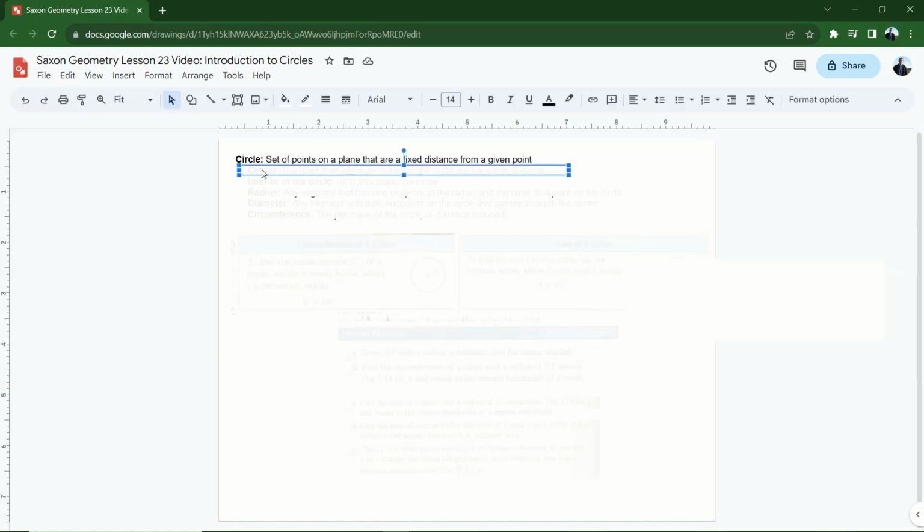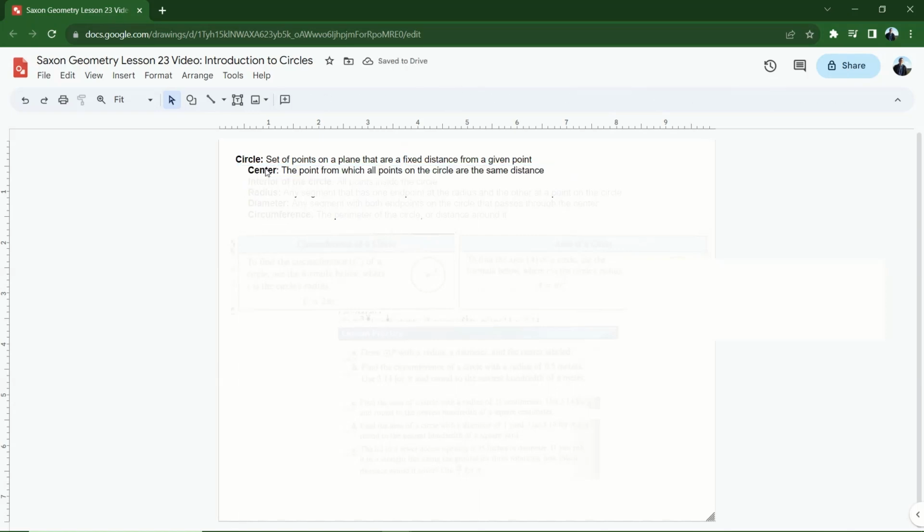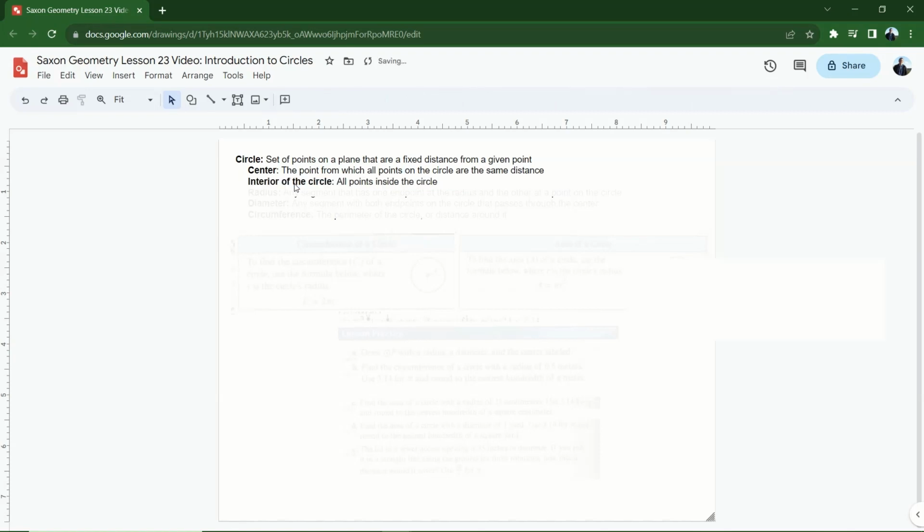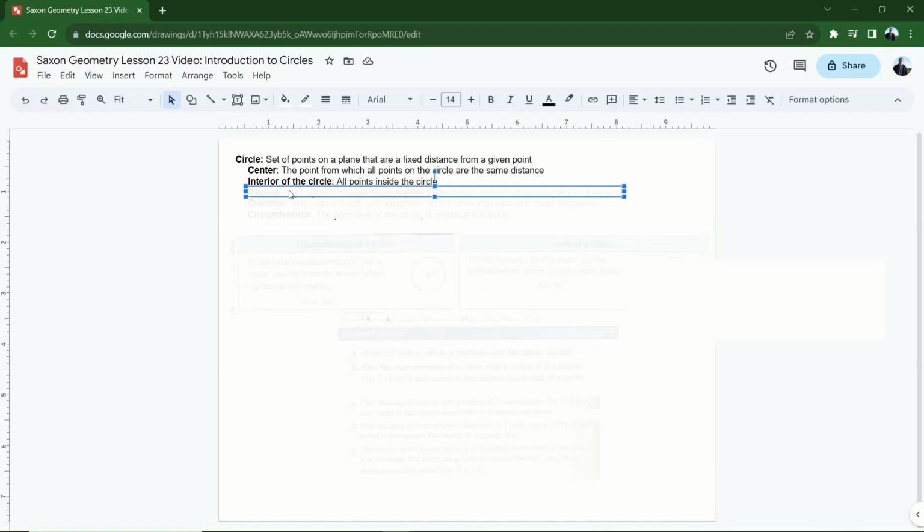That's how it's defined. The center of a circle is the point from which all points on the circle are the same distance. So that's how we would define what the center is. It's where your compass point would go if you were drawing a circle with a compass. The interior are all points inside the circle. Now keep in mind, the circle itself is the collection of points that are equidistant from the center. That means that the circle does not include its interior. It only includes the points around the actual circle, the points that are the same distance away from the center.